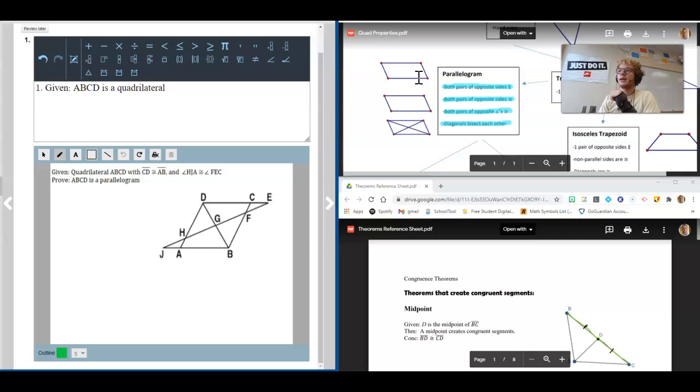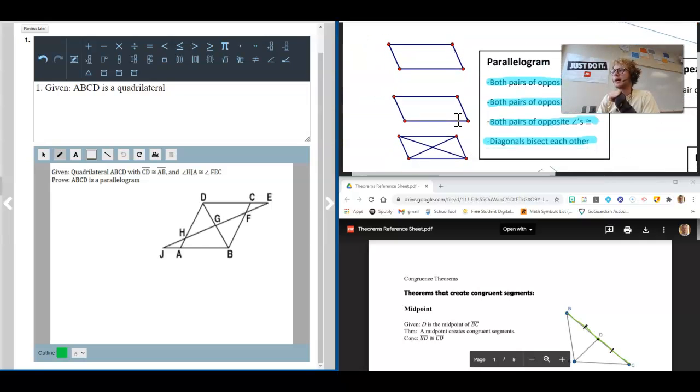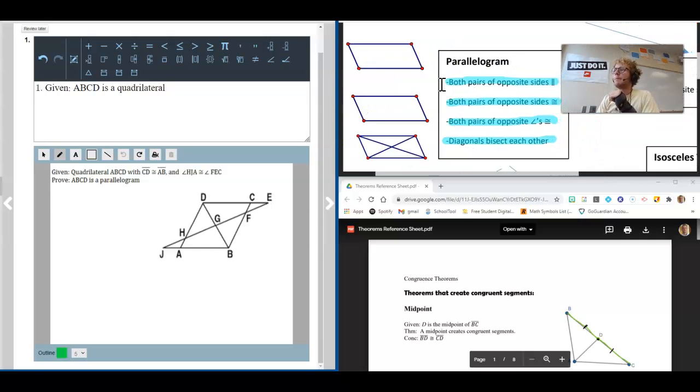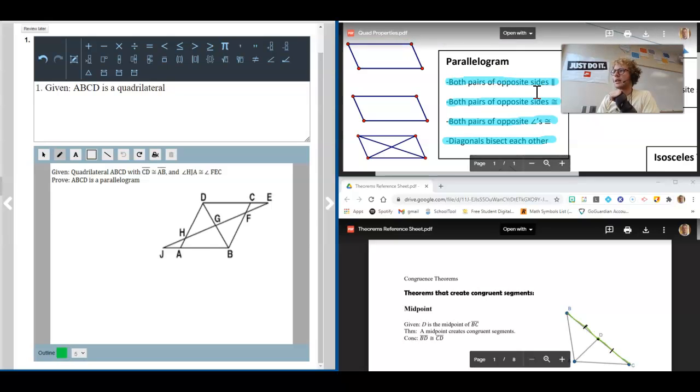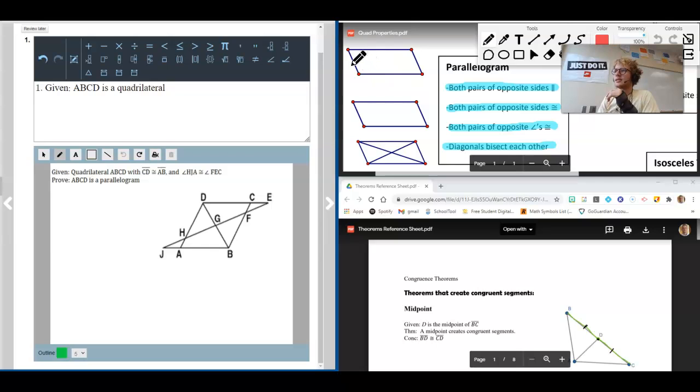Okay, so what I mean by that is normally in a parallelogram, let me zoom in here. Okay, normally in a parallelogram, we have both pairs of opposite sides parallel and both pairs of opposite sides congruent. What I'm saying is that if we have one set of opposite sides congruent and parallel, that we have a parallelogram.